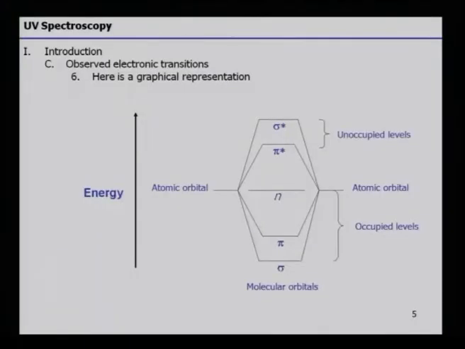So, this is how the orbitals can be represented graphically. Now, you see the way the energy rises: the maximum difference is between sigma and sigma star, then comes the difference between pi and pi star, and the third, the minimum difference, comes between n and pi star, when we look at the occupied levels and the unoccupied levels of molecular orbitals.